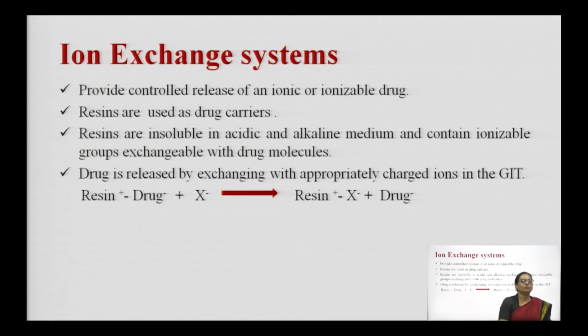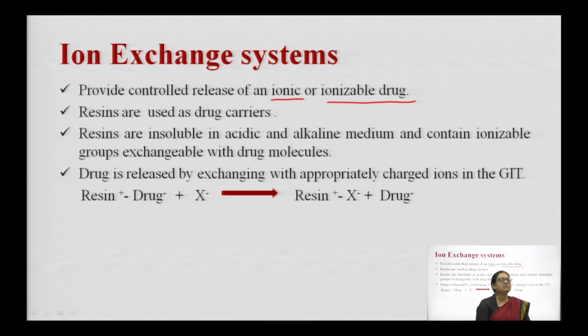Another important approach is the ion exchange systems. Ion exchange systems because they rely on exchange of ions. So, these systems provide controlled release of basically ionic drugs or ionizable drugs. So, one of the prerequisites for the ion exchange systems is that the drug should be either ionizable or should be in ionic state. Further, these systems make use of what are called resins, which are used as drug carriers. Now, why are resins only used?